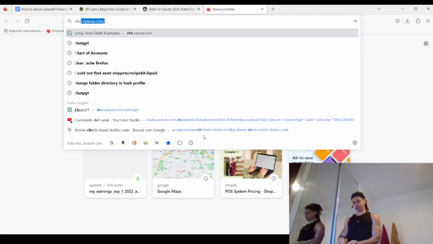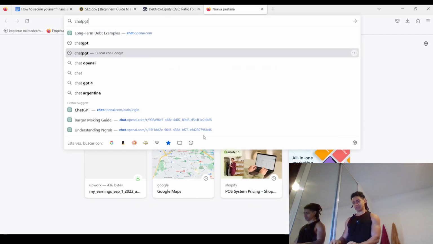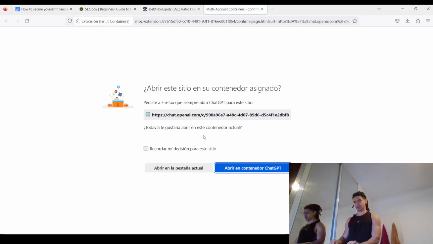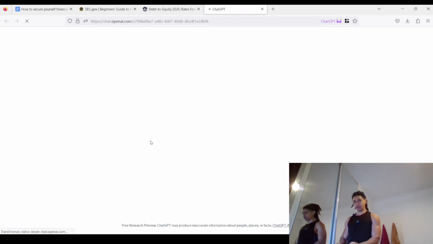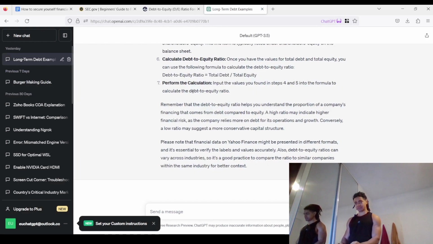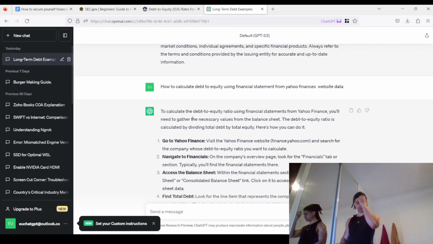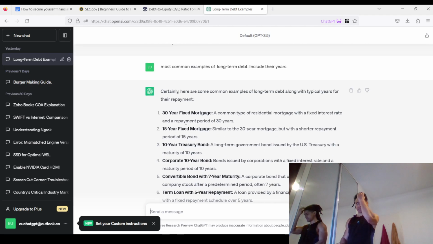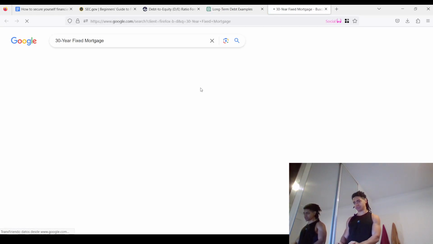So, for example, I asked ChatGPT for an example of long-term liabilities. So we have a 30-year fixed mortgage.